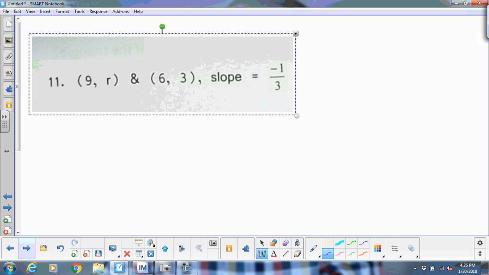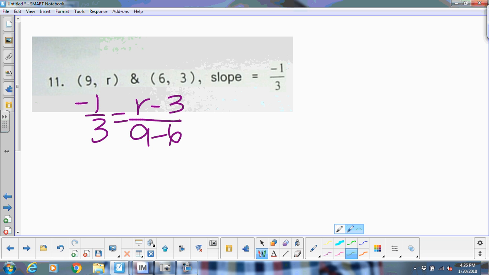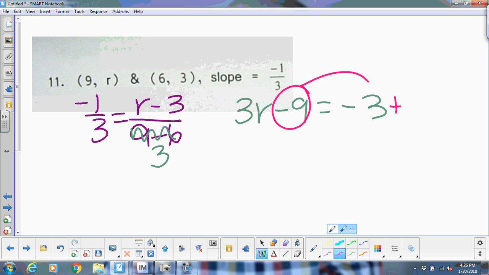All right, same thing for number 11. Okay, so cross multiply. Well, first of all, simplify here. That gives you 3. Cross multiply, so 3r minus 9 equals negative 3, and then solve.